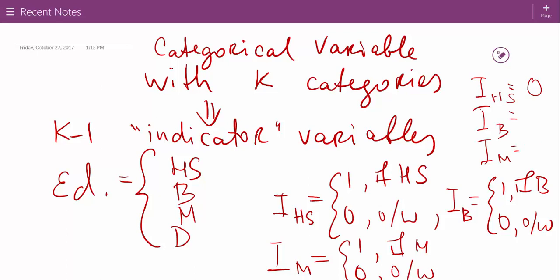What if I have a master's degree person? Bachelor is 0, master is 1, right? What if I have a PhD? How do I encode that?